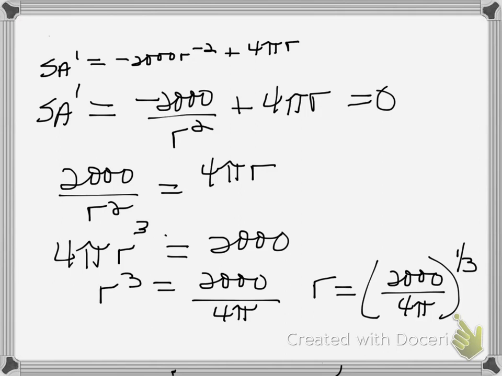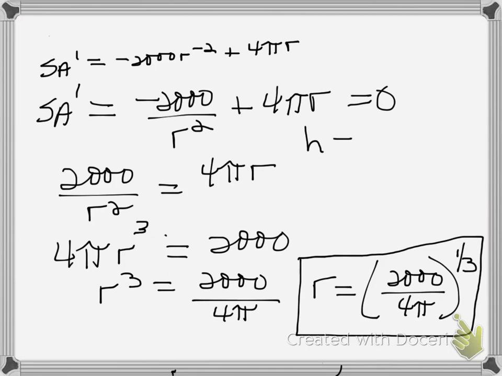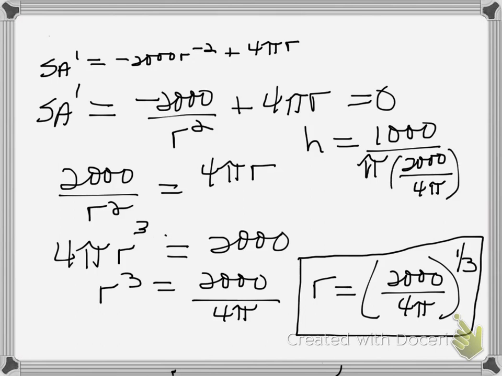Now let's go back and see if we can see what h was, because so far I have a value for r, which is the radius. So I'm going to go back and let's see how h related to it. Okay, so I see that h was 1,000 over pi r squared. So if h equals 1,000 over pi r squared, if you square r, look what happens. I have the 2,000 over 4 pi to the 1/3. If I square that, I get 2,000 over 4 pi to the 2/3. Okay? Because you add your exponents. So there you have it. I now have h and I have r.